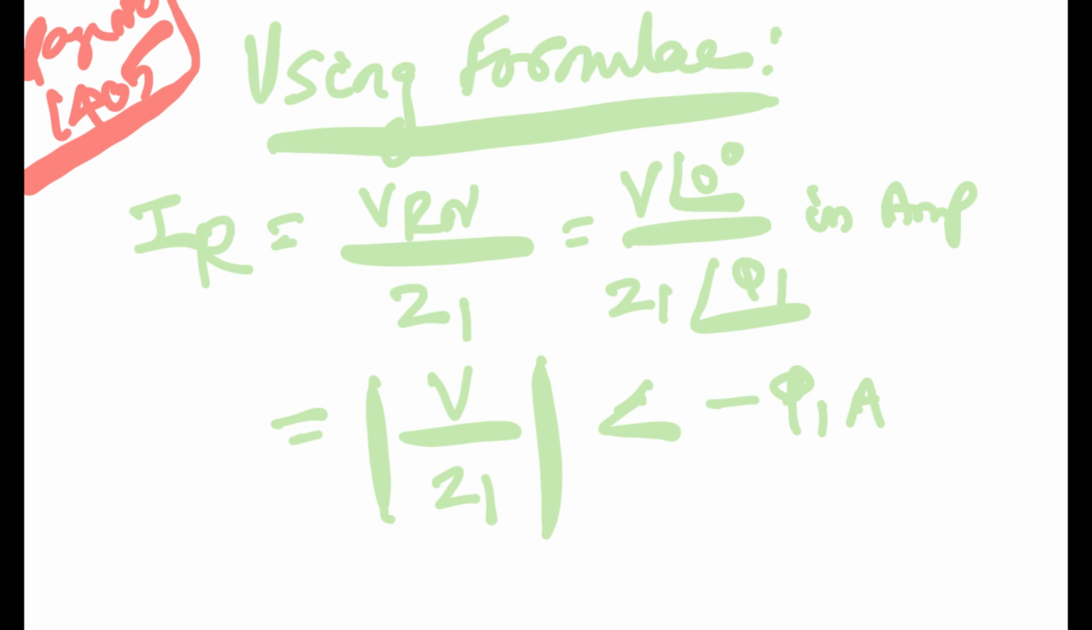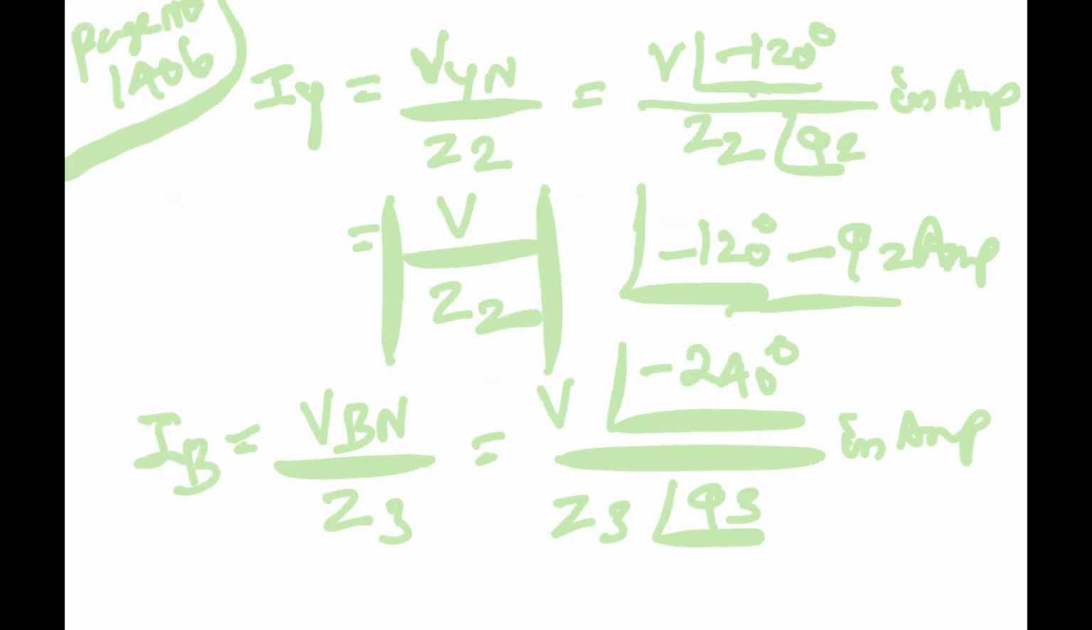Using the formulae, IR is VR divided by Z1, that is V angle of 0 degree divided by Z1 angle of phi 1 in ampere. That is modulus of V divided by Z1 angle of minus phi 1, in ampere. IY is VYN divided by Z2, V angle of minus 120 divided by Z2 angle of phi 2 in ampere. That is modulus of V divided by Z2 angle of minus 120 minus phi 2.